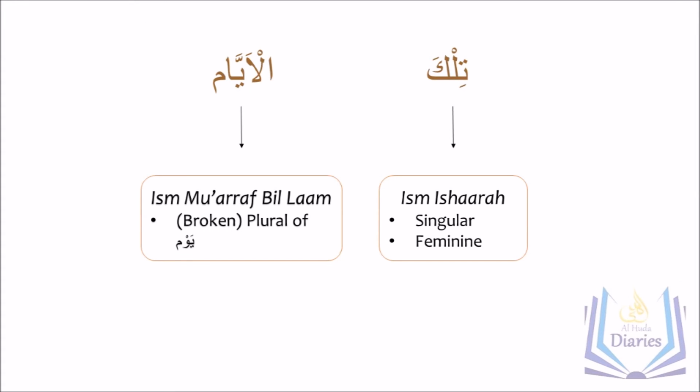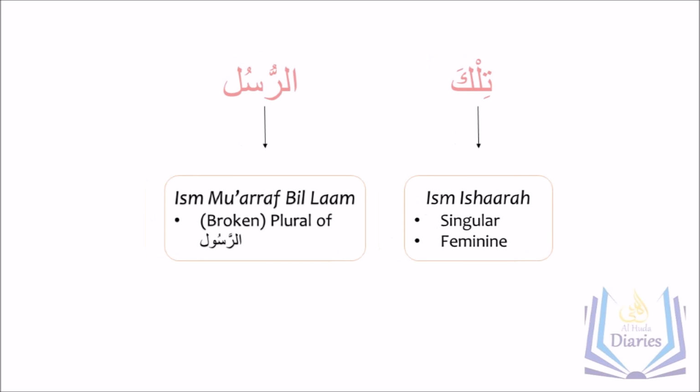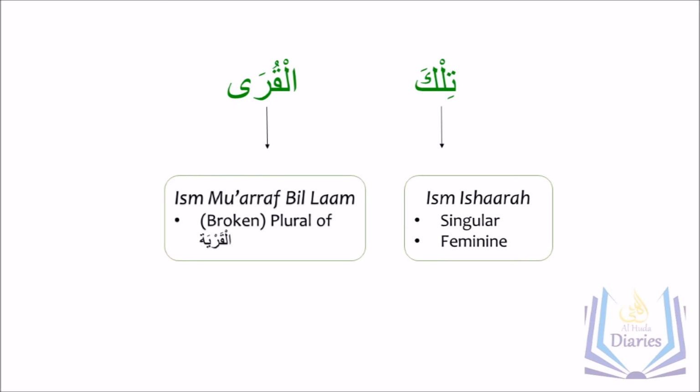For example, if it is tilkal ayyam, ayyam is the plural of yawm. It's a broken plural. Tilka is an ism ishara. So for ayyam, you have to use a singular and feminine, though the word ayyam is a plural. Other examples are tilkar rusul. Tilka again is singular and feminine because ar-rusul is a broken plural. Then you have tilkal qura. Tilka is again singular and feminine. Why? Because al-qura, singular al-qarya, is a broken plural.